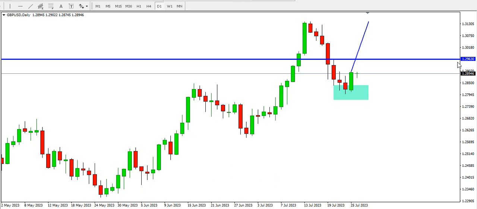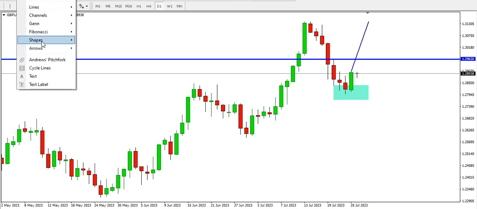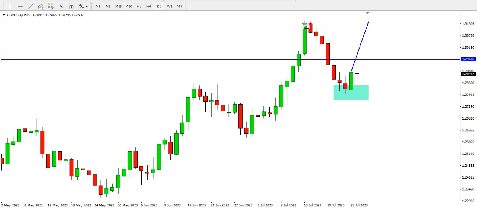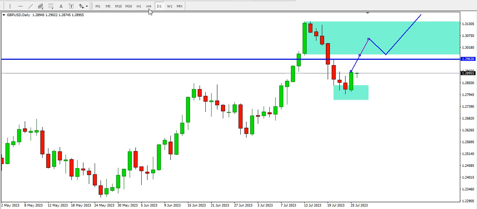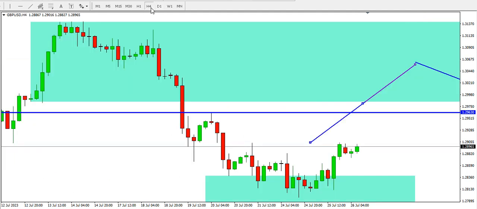The possible nearest target is 1.29630. If that is broken, price is expected to get to this order block on the daily time frame. We have this order block on the daily time frame. Price might likely get to this point, the 1.300 level, before dipping a bit for price to continue to go up, and the trend might likely continue. That's that for the daily time frame.